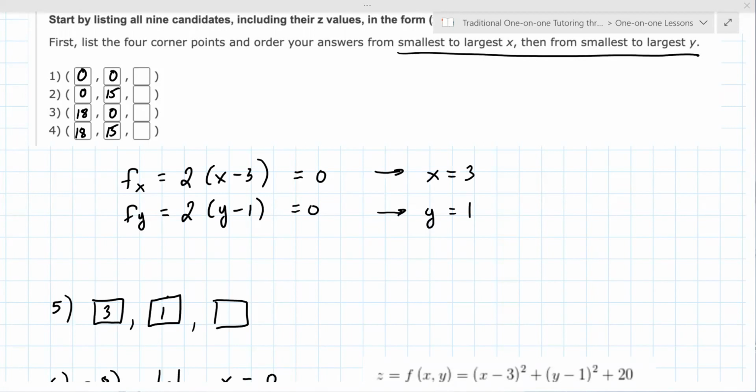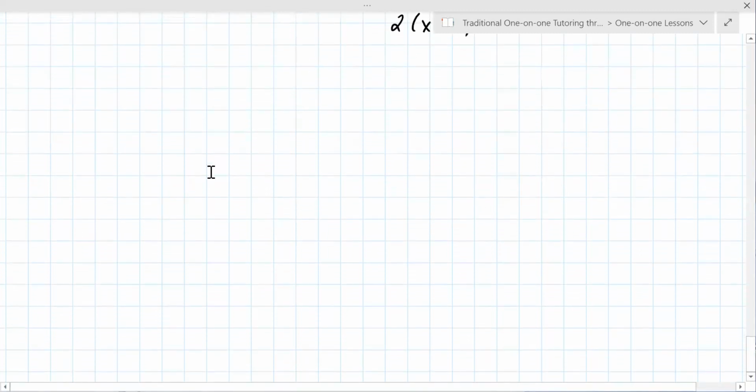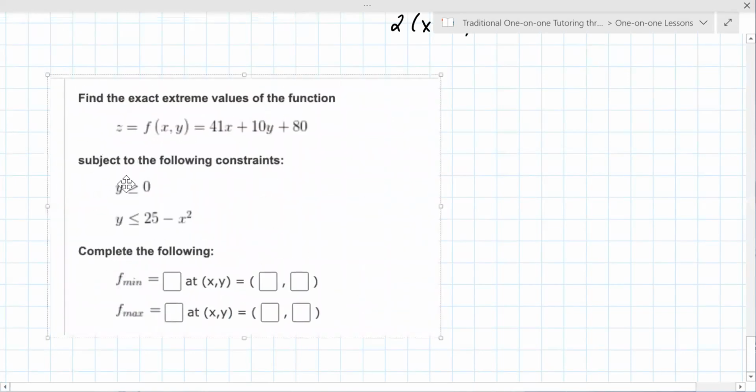Okay, so let's look up the next one here. This next one's slightly different. It doesn't give you a closed interval for each x and y. It just says, hey, it can be bigger, it can be smaller.